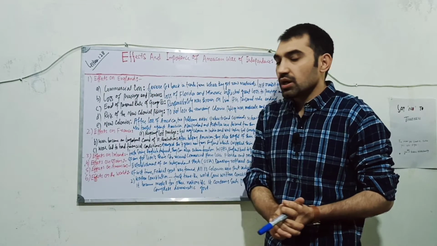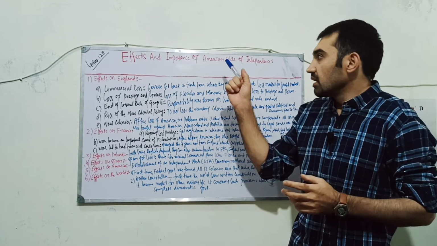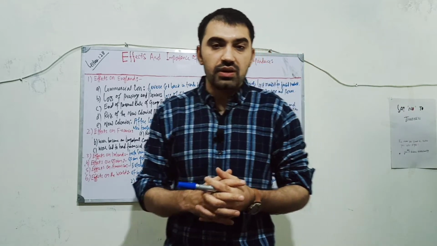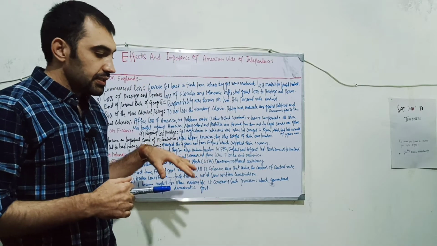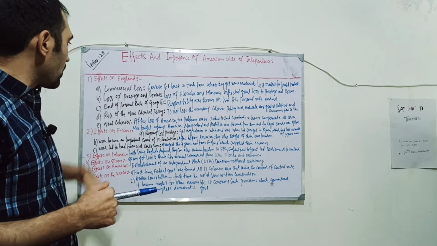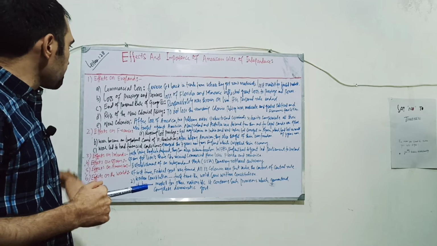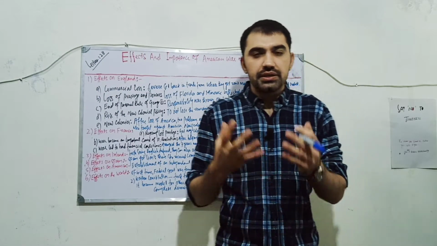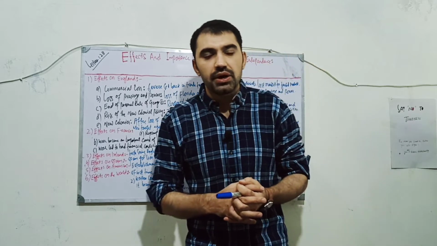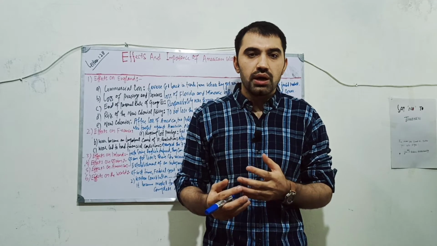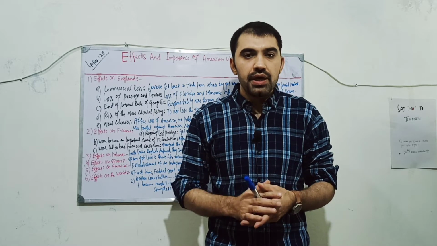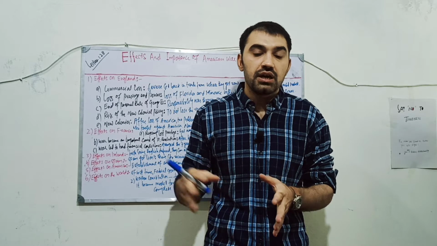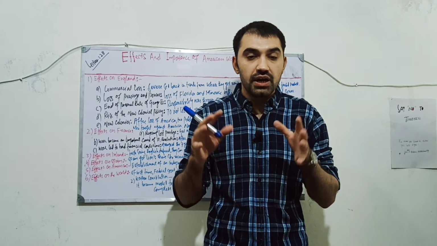So coming to the point, what were the effects of the American War of Independence on England? When America got freedom from England, England was inflicted with the following losses and effects. The first one is commercial loss. It was a severe setback for England, because the English used to import raw materials from America, and the raw material of America was of very high quality.